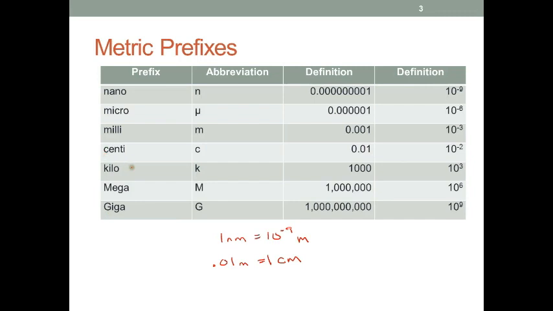Kilo is 1,000. So we've gone from being small to being large. Now it takes 1,000 meters to equal 1 kilometer. We also have mega and giga at 1 million and 1 billion respectively. Watch out because big M is different from little m. Big M means mega, little m means milli.